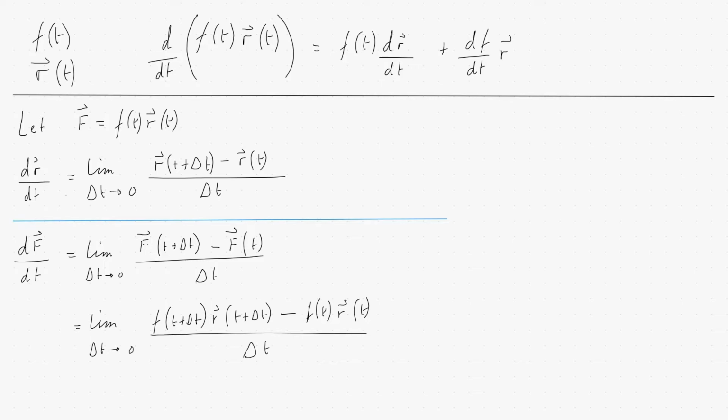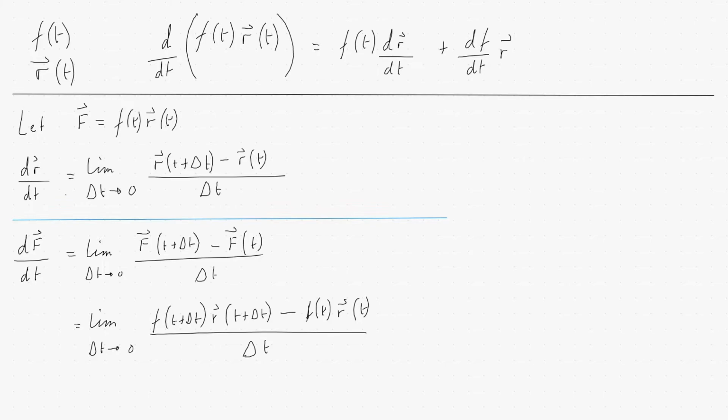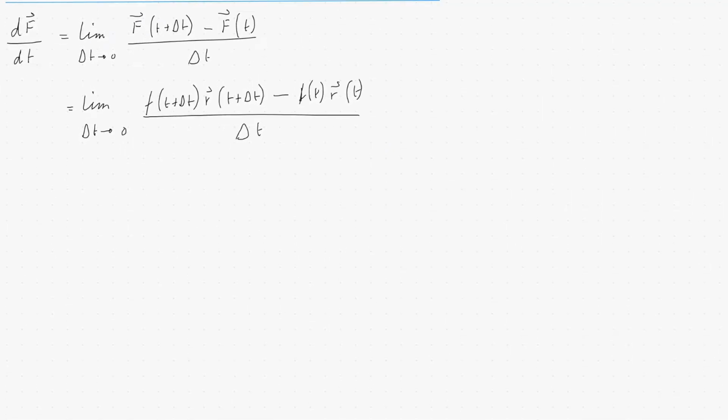Now this is the part where the trick comes in. We are going to do what all good scientists and mathematicians do when they come up against a proof problem. They add 0, but we're going to add 0 in a slightly different way. We are going to add and subtract f at t plus delta t multiplied by r of t. Please excuse my horrible handwriting here, but this is the main point, and this is the main trick to doing this proof.